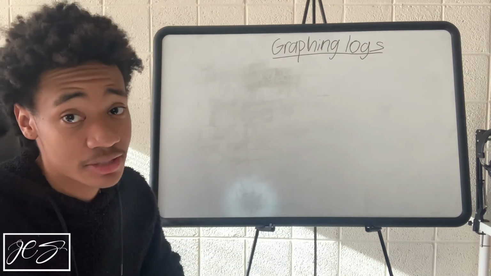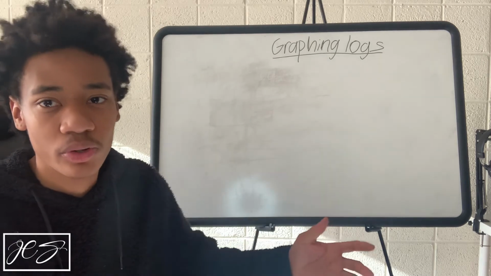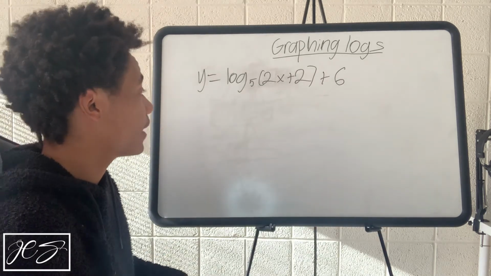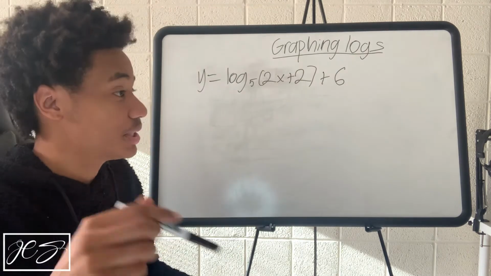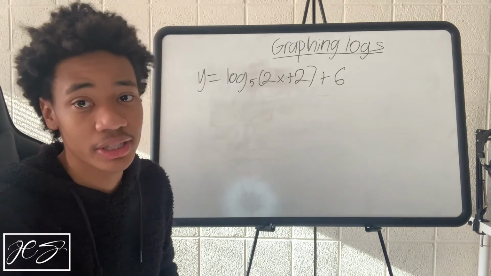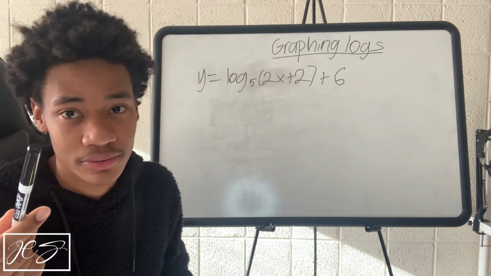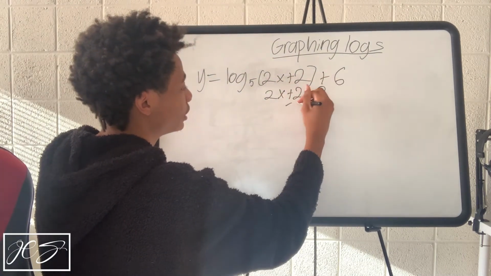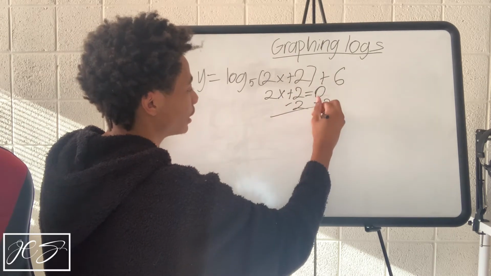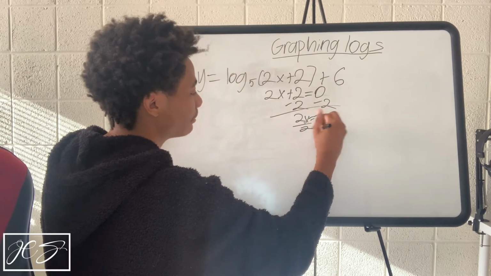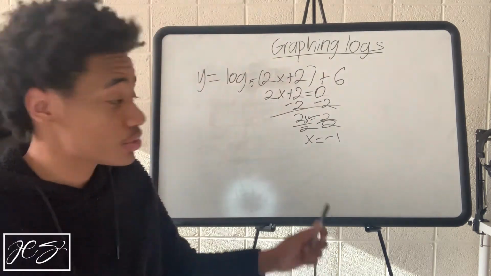So I'm going to go over one of my practice problems just to show you guys a real problem that you will see in the class. So here we have log base 5 of 2x plus 2, plus 6. Now using everything that I just taught you, we're going to find this. So first, what are we looking at? The vertical asymptote. You're right. So we're going to do 2x plus 2 equals 0, minus the 2, and we have negative 2 and 2x, divide both by 2. So our vertical asymptote is going to be negative 1.